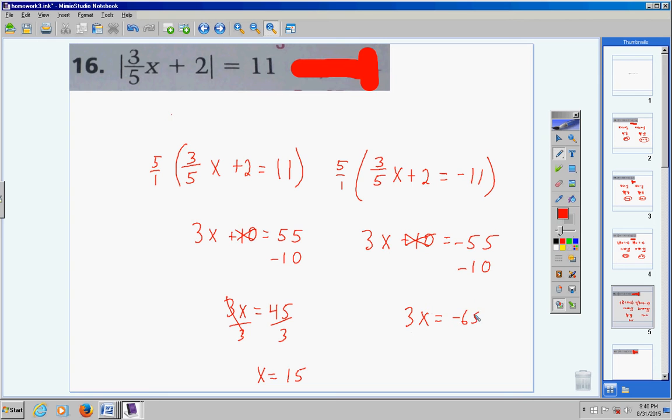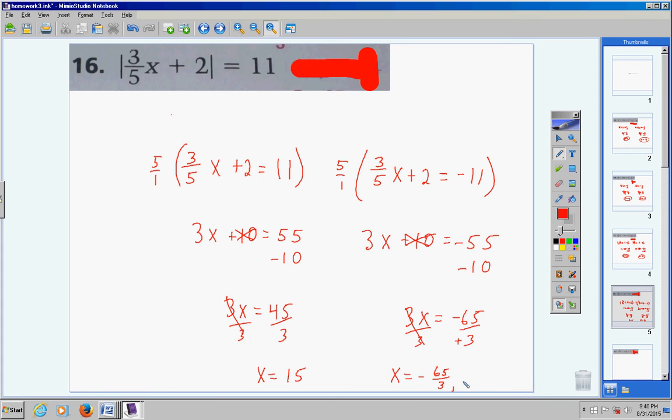negative 65. Okay, divide both sides by 3, and you're left with x equals, and you can put any of these three answers. Negative 65 over 3 is fine. A negative over a positive makes the whole fraction negative. That's fine, it's reduced. That's totally reduced. There's no number that goes into 65 and 3 evenly.